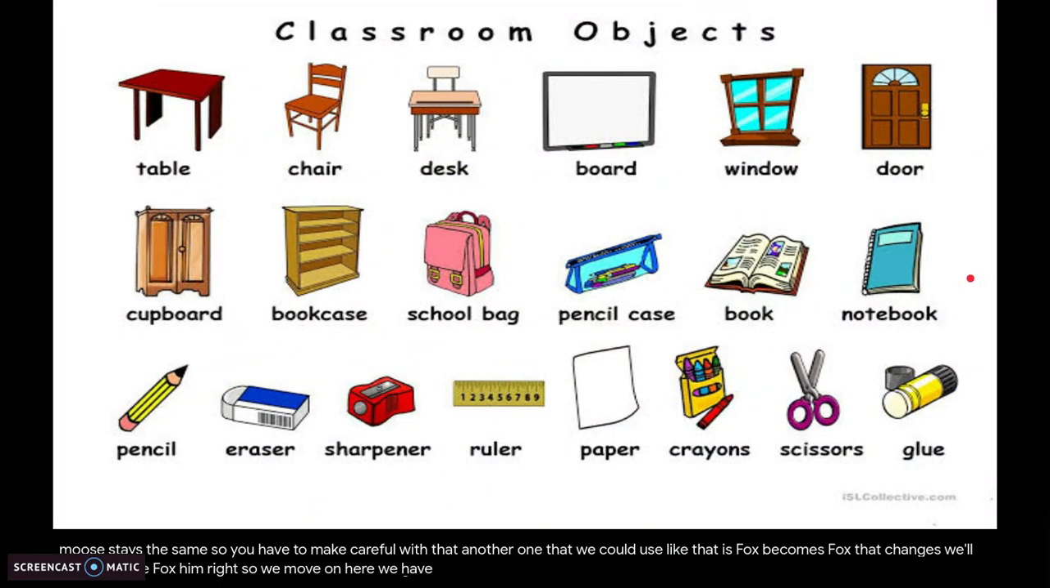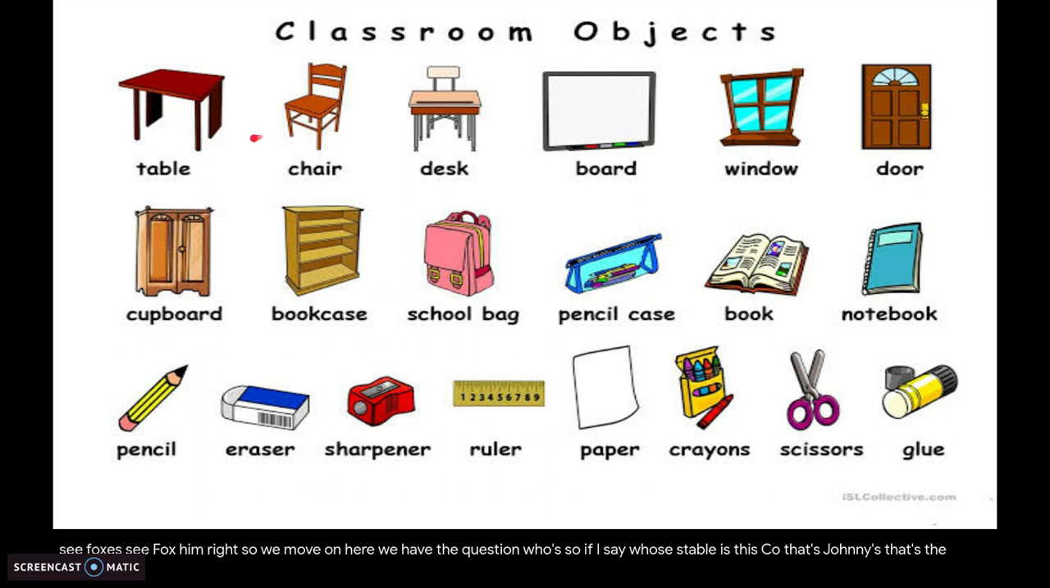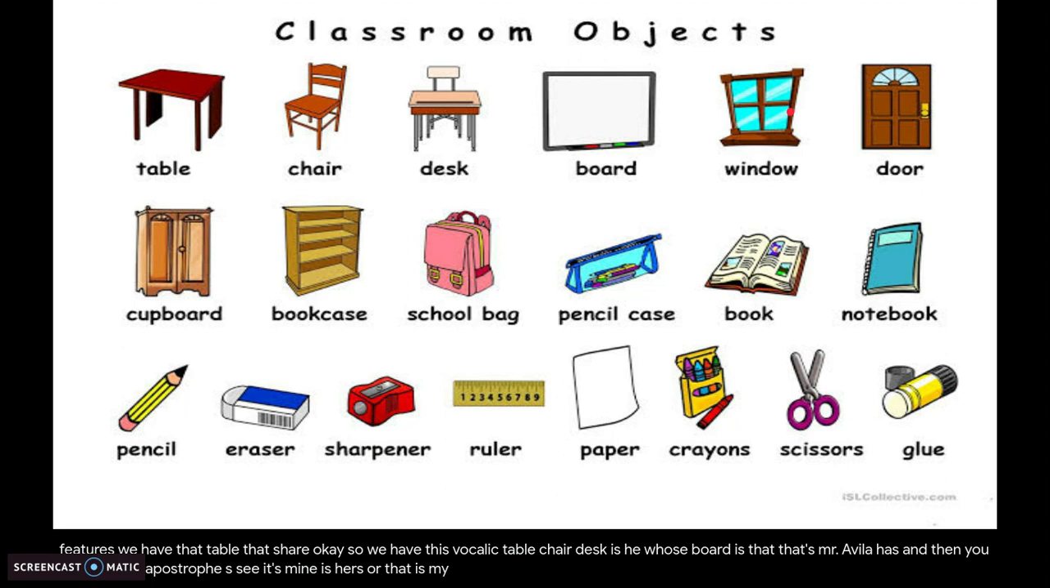Here we have the question whose. So if I say whose table is this? Say, oh, that's Johnny's. That's the teacher's. We have that table, that chair. Okay, so we have this vocabulary: table, chair, desk. You say, whose board is that? That's Mr. Avila's. And then you say, Avila's apostrophe S. Or you say, it's mine, it's hers. Or that is my board, that is her board. Whose book is this? It would be, oh, it's his, it is hers.